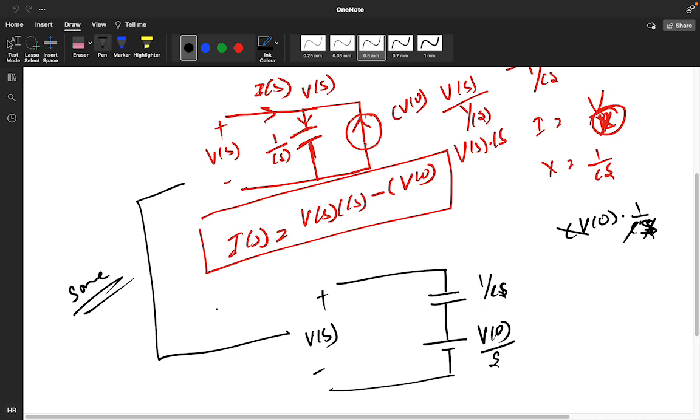Is this part clear? And the current flowing in this is I of S. Priyanka, is this clear? Okay. Now do some questions. Do 2-3 questions, and by solving questions you will understand more clearly. After that we'll start the resonance.